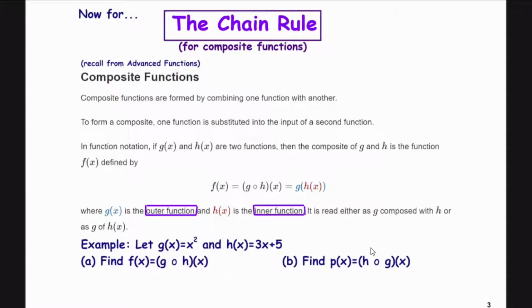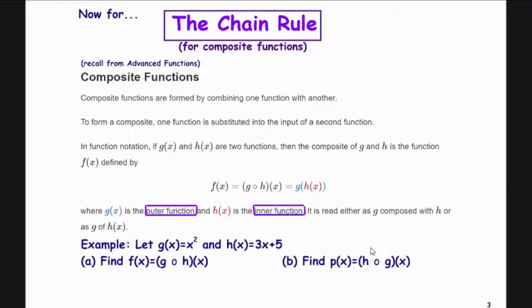Let's talk about the chain rule, which is a tool we're going to use to find the derivative of composite functions. And if we're going to talk about the chain rule and composite functions, the first thing we might want to remember is what is a composite function? Recall from your discussion in advanced functions that composite functions are formed by combining one function with another. To form a composite, one function is substituted into the input of a second function.